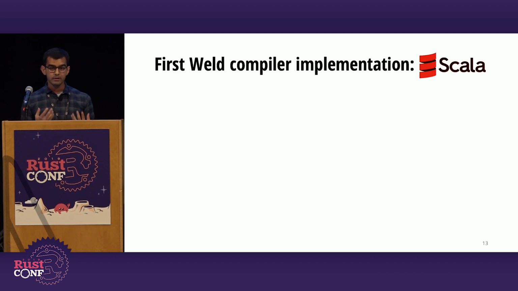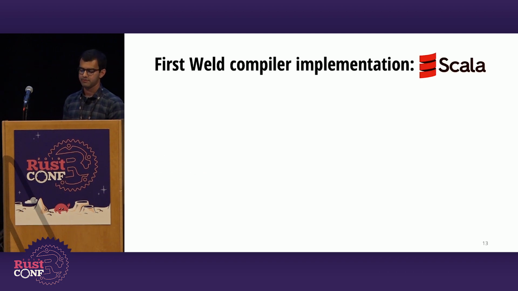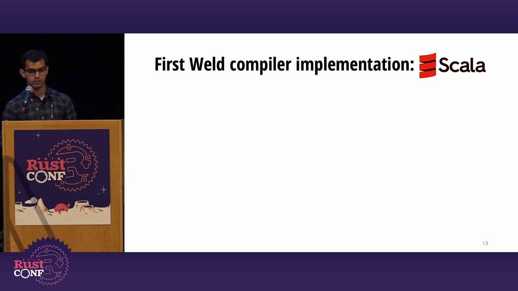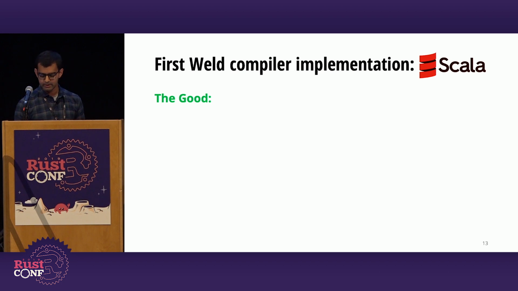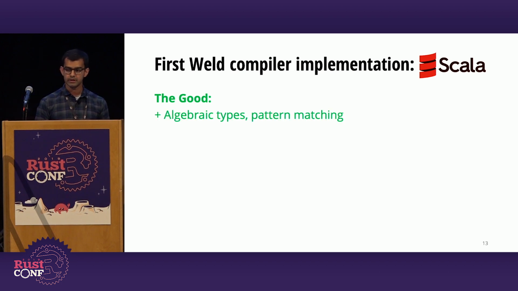All right, so switching a little bit to the implementation side of things, the first kind of Weld compiler implementation was in Scala. So I'll briefly talk about what was good about Scala, and then I'll talk about what was bad and why we ended up with Rust. So the good things about Scala, the main reason that we chose Scala to begin with was because it had these algebraic types and this really nice pattern matching mechanism.